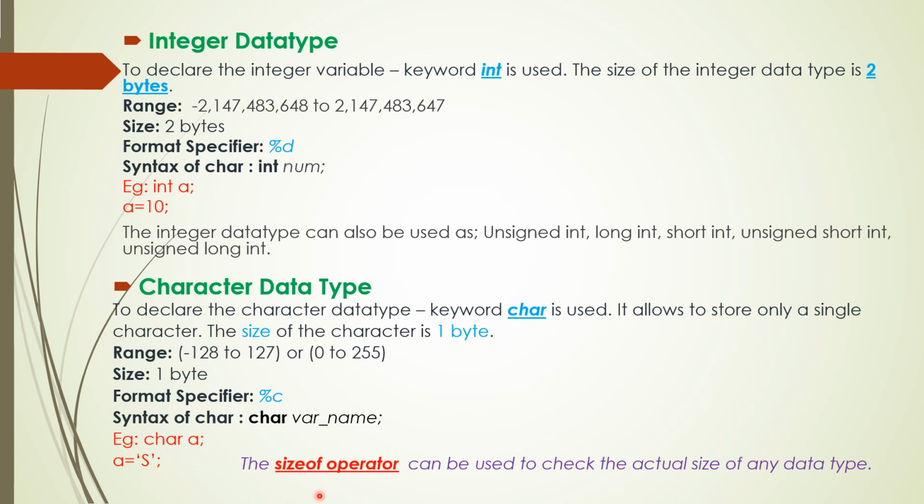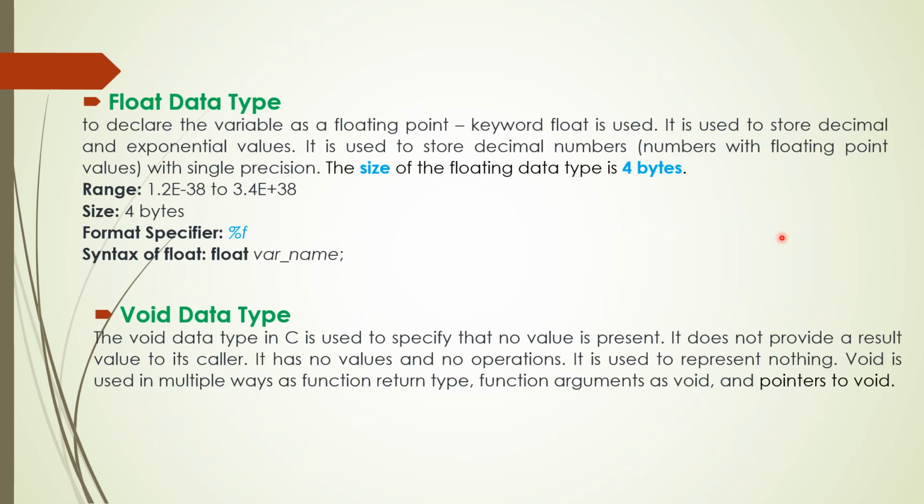And in spite of all this, if you find it difficult to remember the size of a data type, or the other way around, if you want to understand which data type it is, you can find it by the size also. For that, the sizeof operator is used to check the actual size of any data type. It can be a character, integer, floating point, or anything.